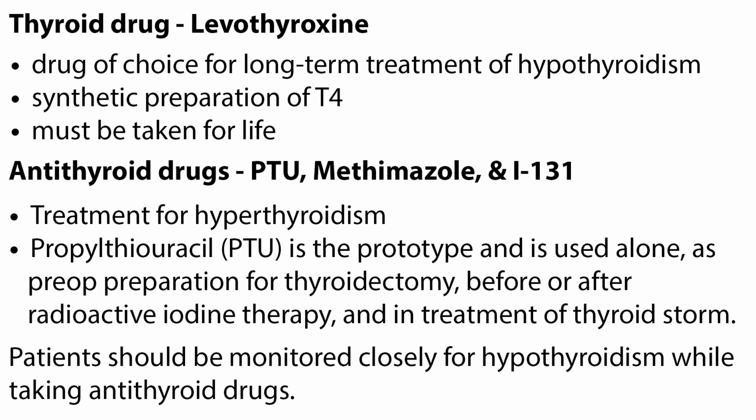Antithyroid drugs used to treat hyperthyroidism include propylthiouracil, or PTU, which is the prototype and can be used alone or as pre-op preparation for thyroidectomy, before or after radioactive iodine therapy, and in treatment of thyroid storm. Other antithyroid drugs include methimazole and radioactive iodine. Patients should be monitored closely for hypothyroidism while taking antithyroid drugs.